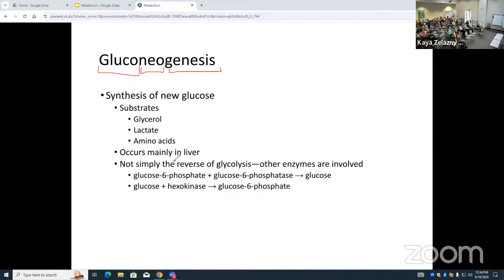Okay. So this is also mostly happening in the liver. And this is not exactly the reverse of glycolysis. There are other enzymes involved, but you can think of it a little bit like running some of this stuff backwards. Okay. So our end goal is to make our glucose. One way we were making glucose was from breaking down glycogen, pulling off these subunits, getting glucose 6-phosphate, turning them into normal glucose. Another way that we can do it is pulling together these components with different enzymes and doing kind of the same thing.